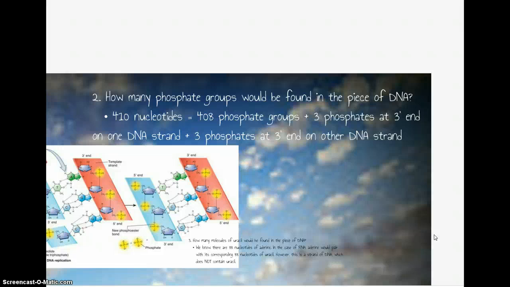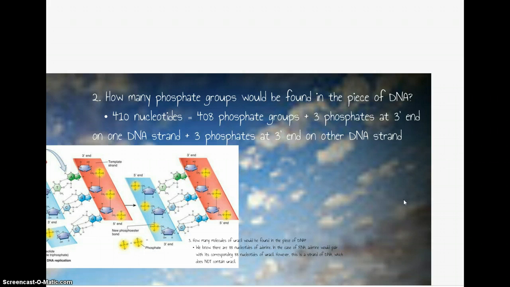Sounds familiar? It should. This is what Brenda was talking about in part 1. This is the way I explain it, as she was talking about. We have different ways of explaining it. So if you know that there are 410 nucleotides total, you might first assume, oh, okay, there's a phosphate group for each nucleotide. You can even look at this picture right here. But then you have to think about it again.